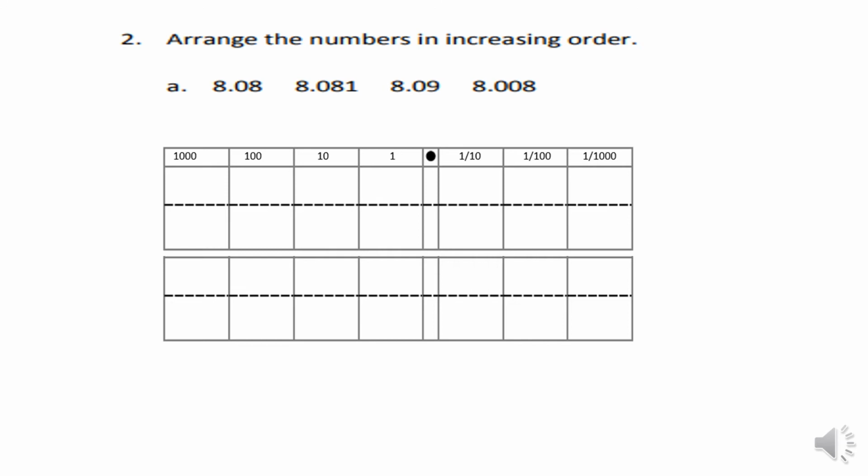Now here is a problem that gets students in a lot of trouble sometimes because you have to read it very carefully. It says arrange the numbers in increasing order. Increasing means that they would start at the smallest number and increase to the next larger number. So the first thing we're going to do is place each one in my place value charts.